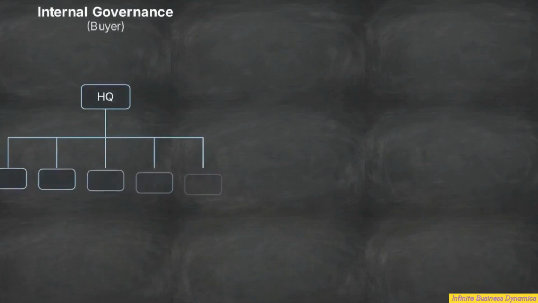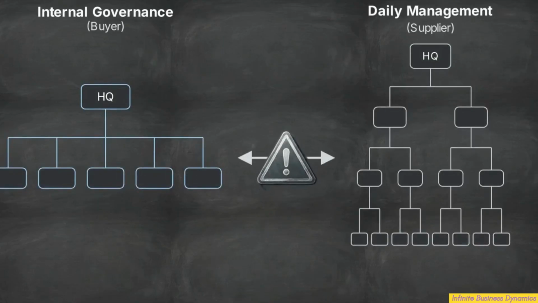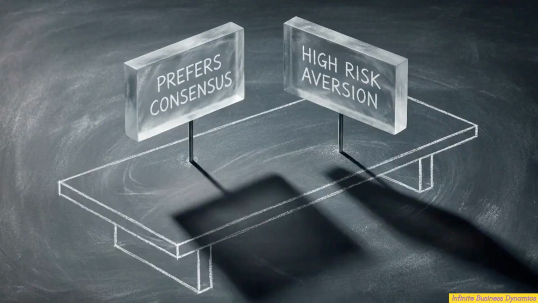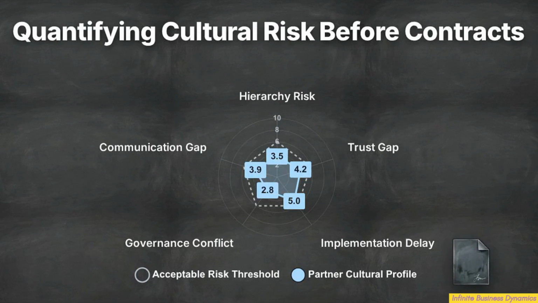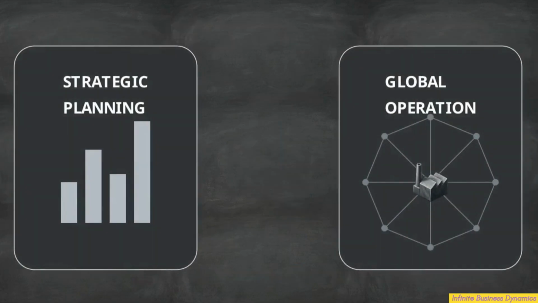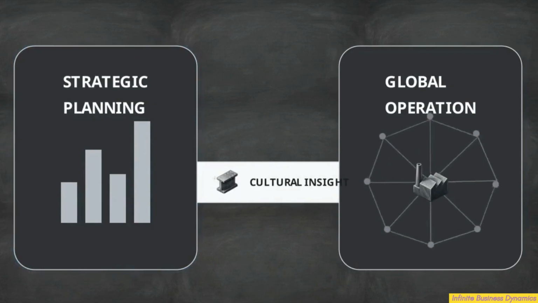Choosing a supplier requires analyzing whether your internal governance systems will actually align with their daily management structures. By systematically mapping these differences, you can predict how a counterpart will behave at the negotiating table. This allows you to build accurate risk models before a single contract is drafted. Systematic cultural insight is the exact mechanism that connects abstract strategic planning to a resilient, functioning global operation.